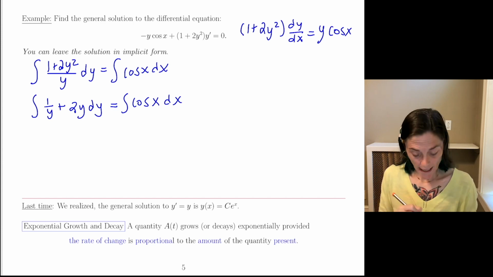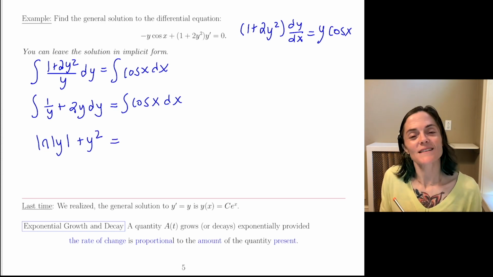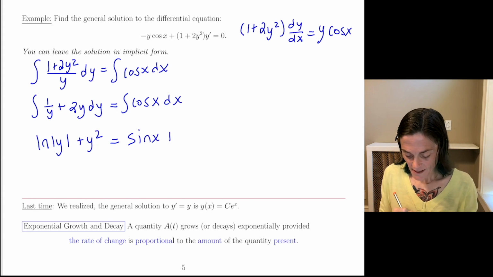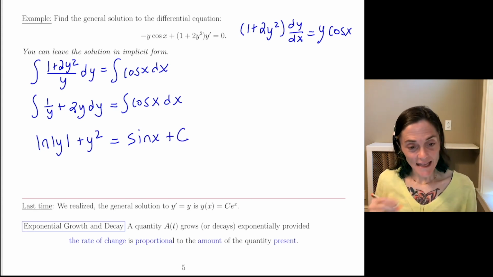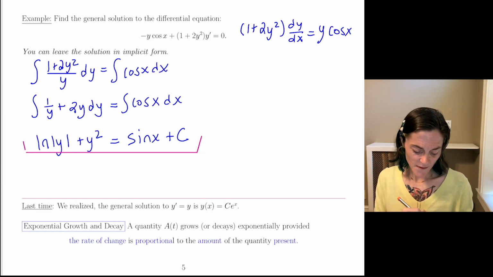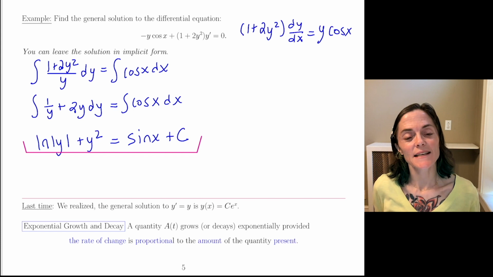Now, integrate. We have ln absolute value of y, plus y squared, equals sine x plus c. Now you see, this is definitely not so straightforward to solve for y in terms of x. And so I will just leave this in implicit form.